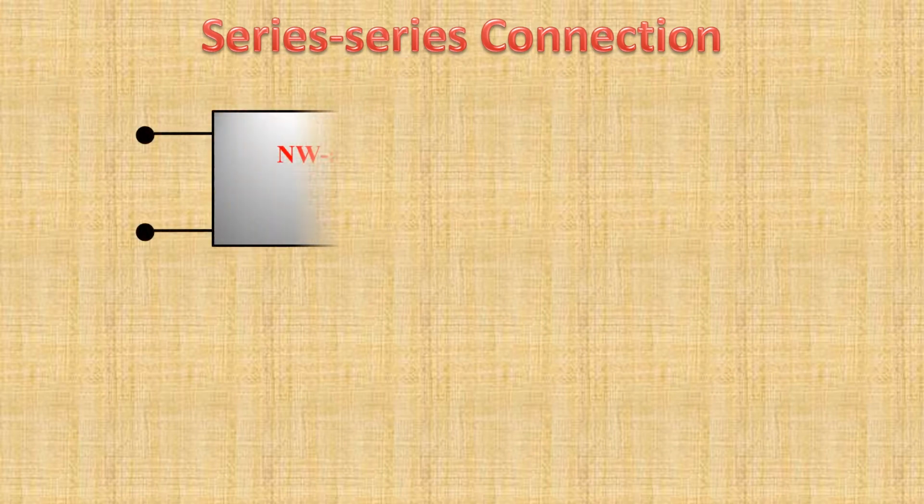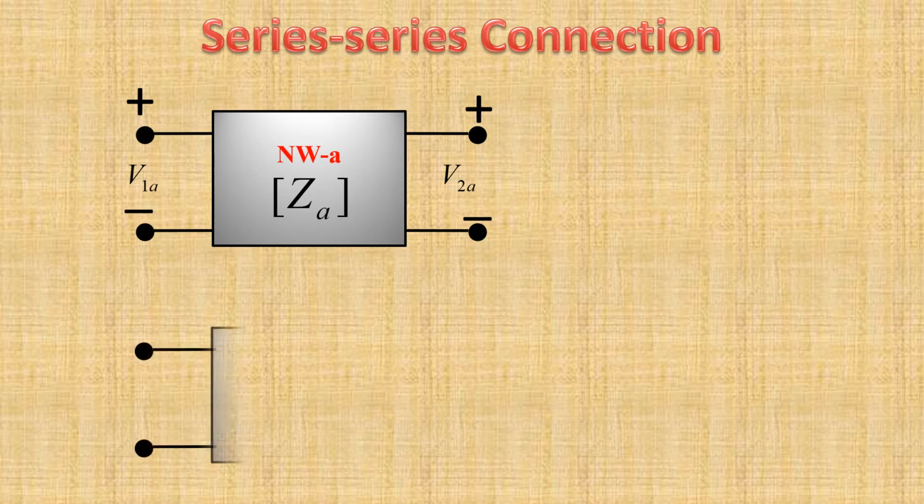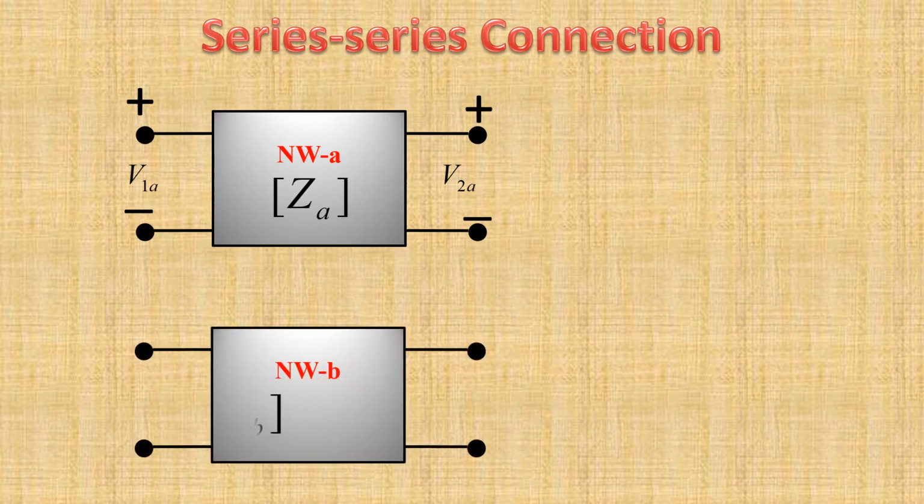Let us see how we can connect two two-port networks in series connection. We have a network A having open circuit impedance parameter matrix ZA. Its input and output port voltages are V1A and V2A respectively. We have a second two-port network B having open circuit impedance parameter matrix ZB. Its input and output port voltages are V1B and V2B respectively.